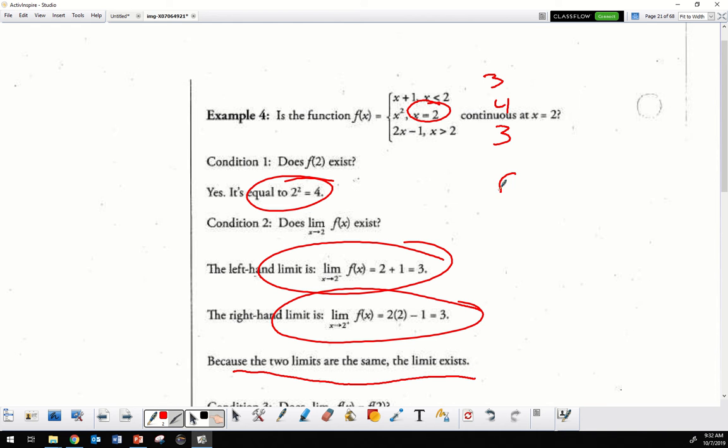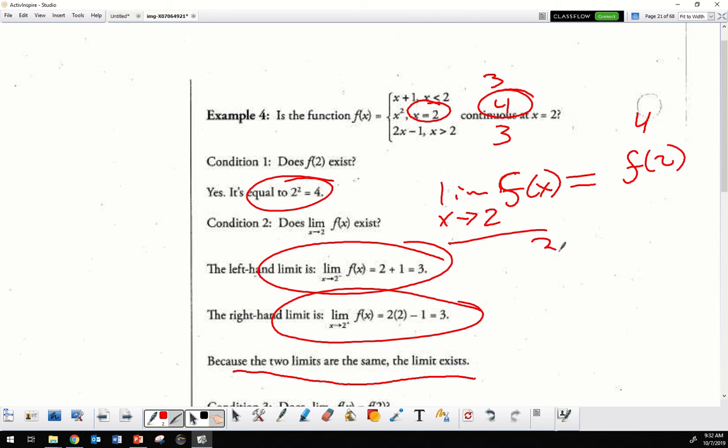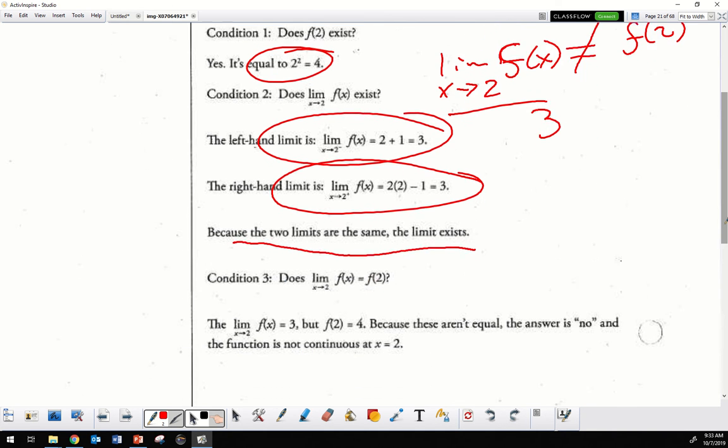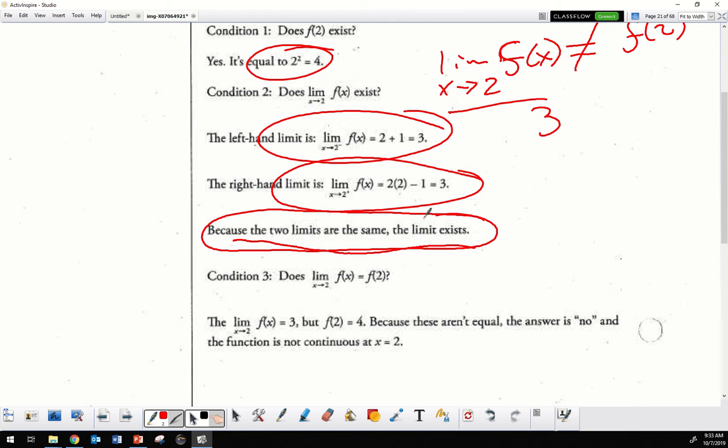But now is the limit as x approaches 2 of f of x, so that's going to give me 3, right? Is that equal to f of 2? f of 2 means plug it in right at the number 2, right? So this gives me 4. So the limit is 3, but the function is 4. So is the limit equal to the function? No, they're not equal.